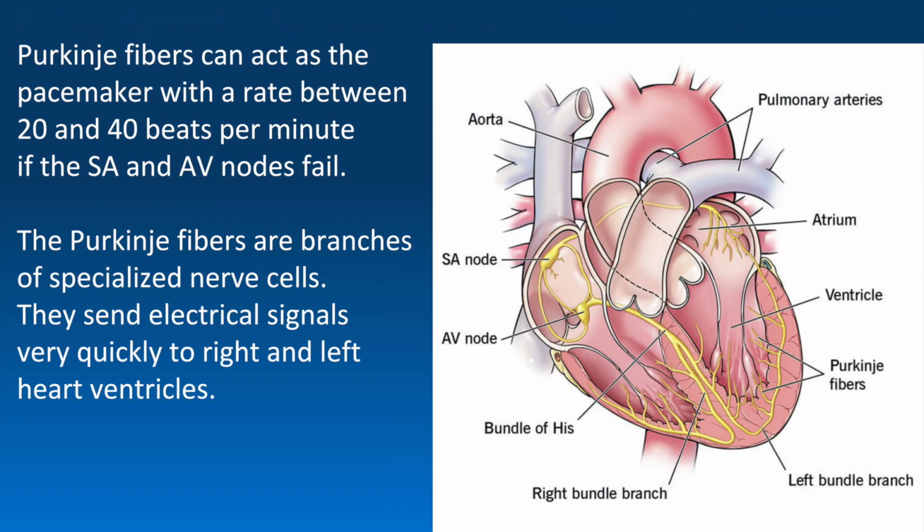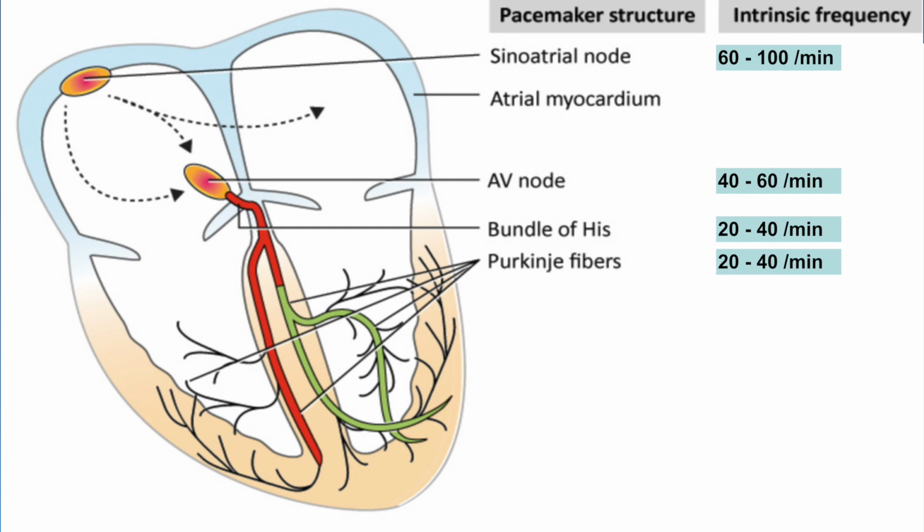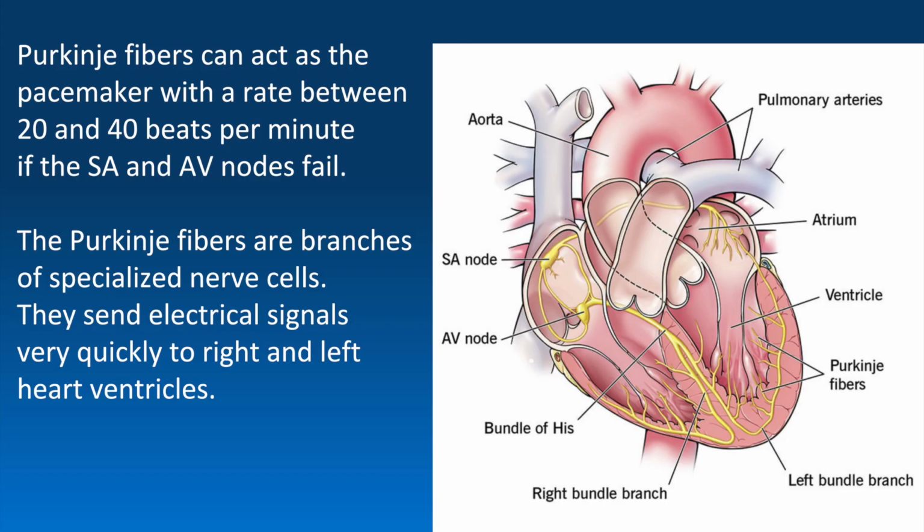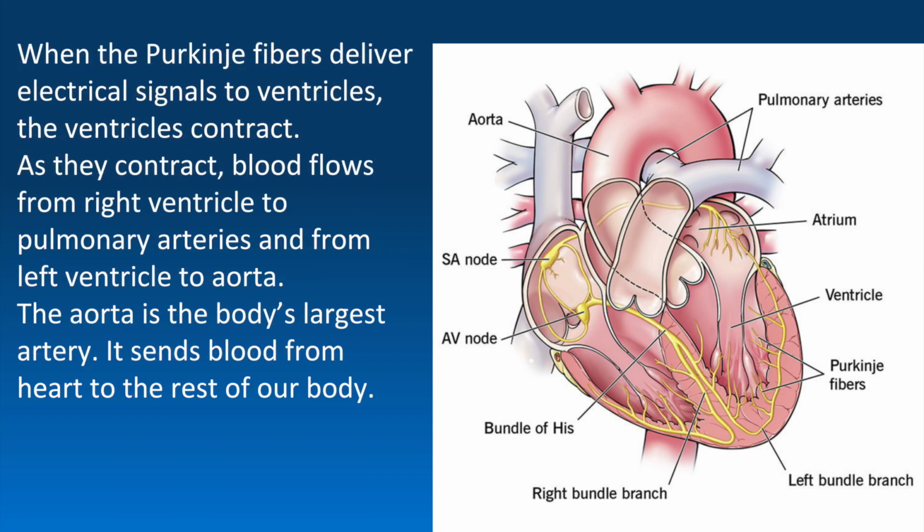Purkinje fibers can act as the pacemaker with a rate between 20 and 40 beats per minute if the SA and AV nodes fail. The Purkinje fibers are branches of specialized nerve cells. They send electrical signals very quickly to the right and left heart ventricles. When the Purkinje fibers deliver electrical signals to the ventricles, the ventricles contract. As they contract, blood flows from our right ventricle to our pulmonary arteries and from the left ventricle to the aorta. The aorta is the body's largest artery. It sends blood from the heart to the rest of our body.